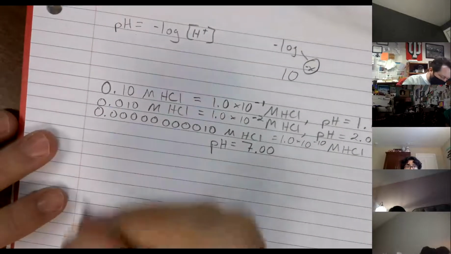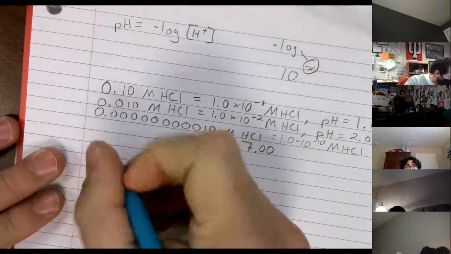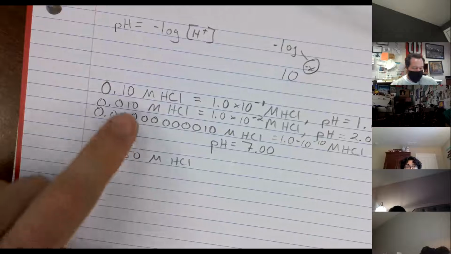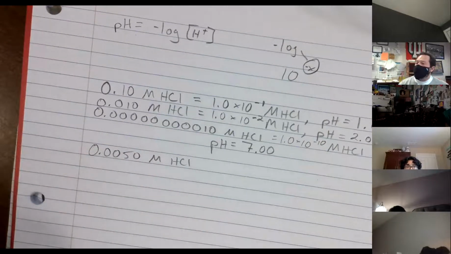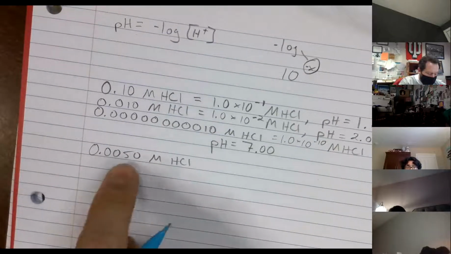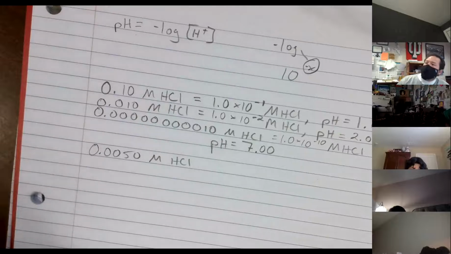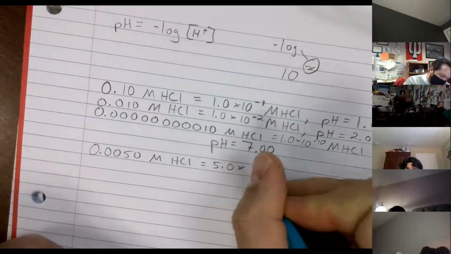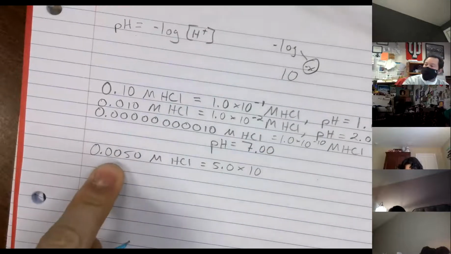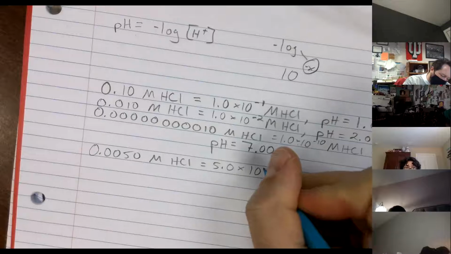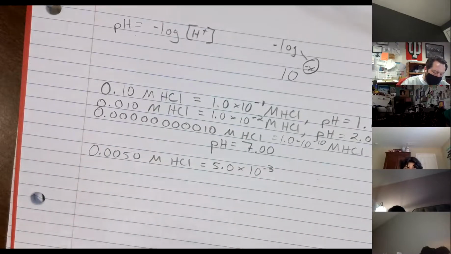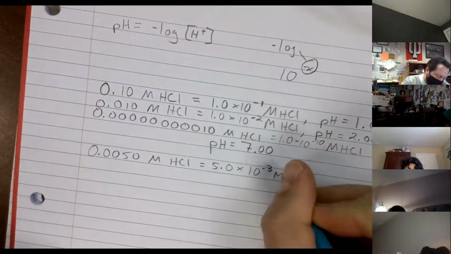Let's take a look at a slightly more complex one. When you're working with ones, they're pretty easy. When you have any number other than 1, it gets a little more complex, but that's okay. It's what we have our calculator for. Again, in scientific notation, this would be 5.0 times 10. Let's say there are 2 zeros, so I'm going to say 10 to the negative third. However many zeros between your number and the decimal, add 1 more. There we go, 5.0 times 10 to the negative third molar HCl.